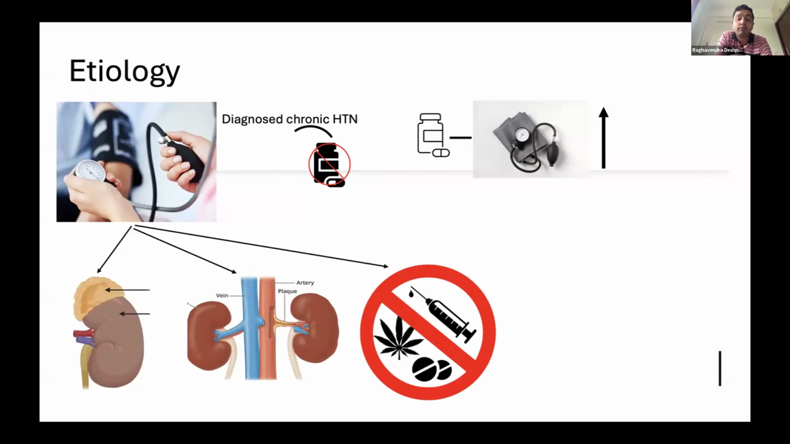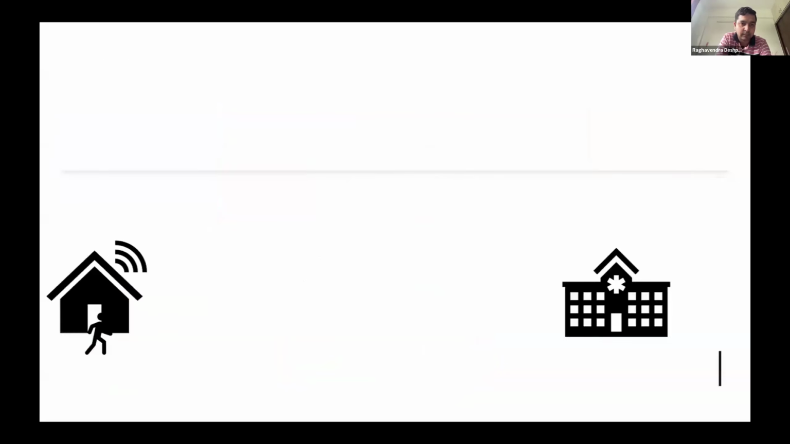Then he may be abusing certain substances like cocaine that can lead to an increase in blood pressure, and obviously preeclampsia. These are the etiologies that help us in understanding the pathophysiology of hypertensive emergencies.